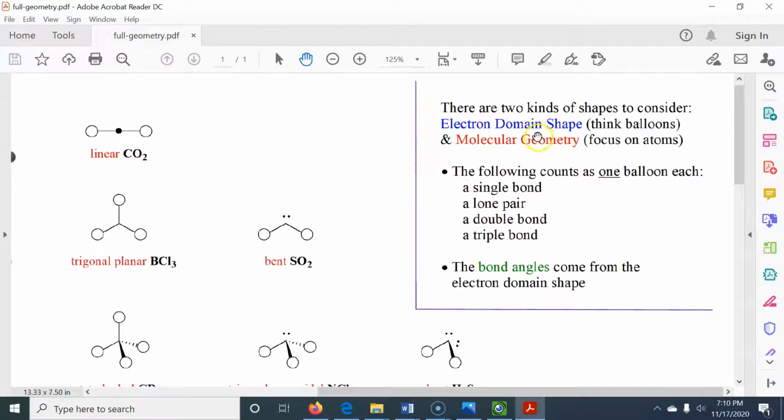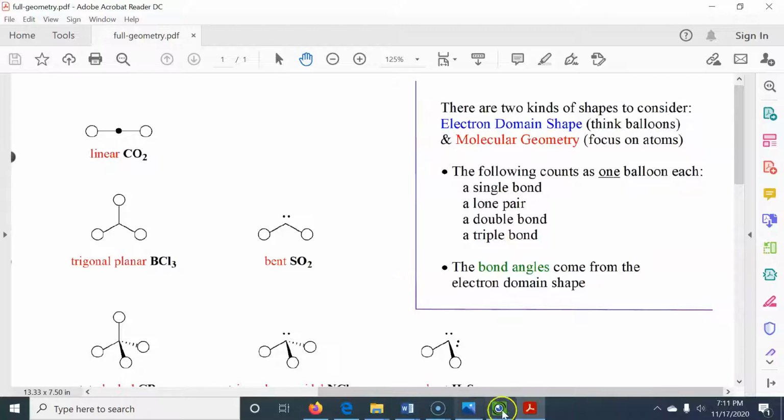There are two types of shapes to consider: electron domain shape and molecular geometry. For electron domain, think balloons. For molecular geometry, think atoms. Here is a list of what constitutes a balloon: a single bond, a lone pair, a double bond, and a triple bond. Okay? It's just that the electrons are fairly close together in a triple bond that you could encapsulate all 6 electrons of a triple bond as one balloon. And it will act as one balloon or one electron domain.